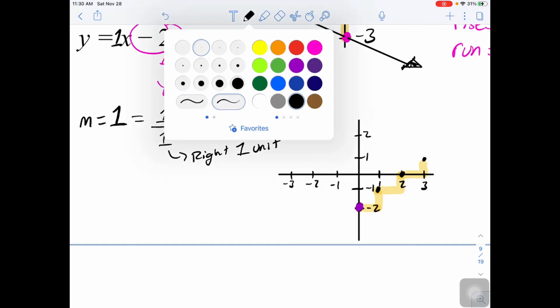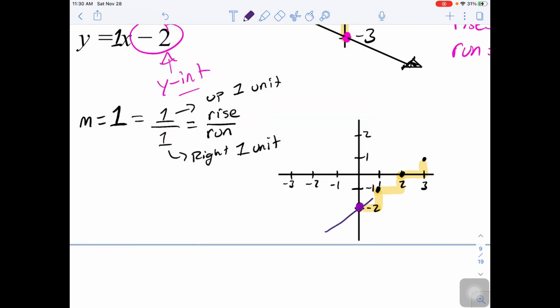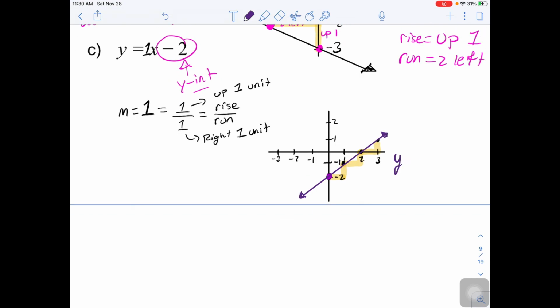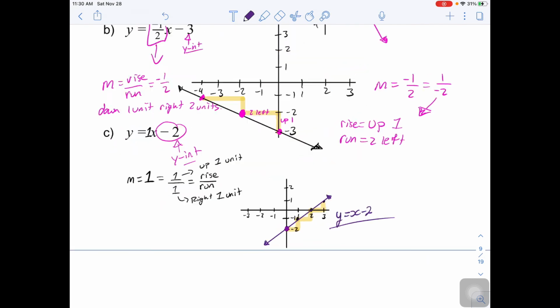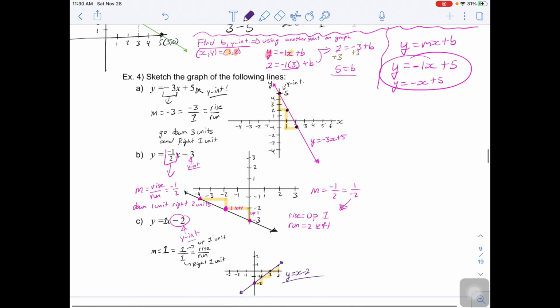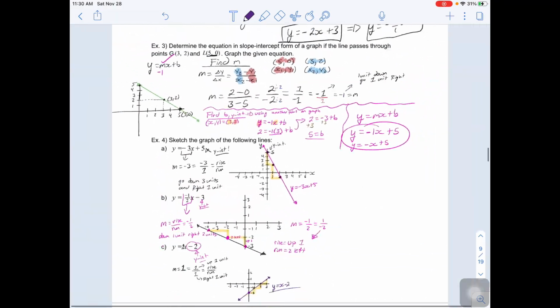And now we can connect all of these points. And if I made the scale perfect, it will go through every single point. And there is our graph of this equation. So this graphed y equals x minus 2. So there was a lot of information there. I'm going to stop at that, and then the next video we'll do some word problems.